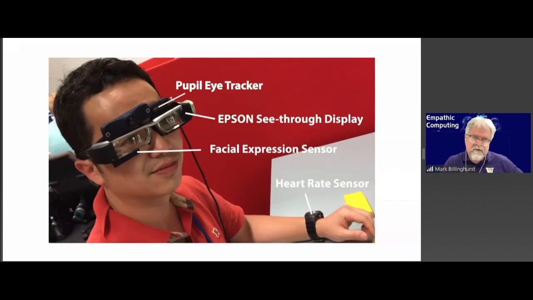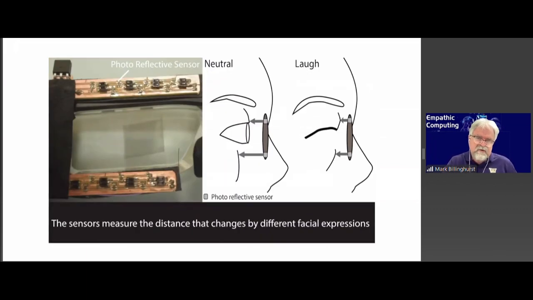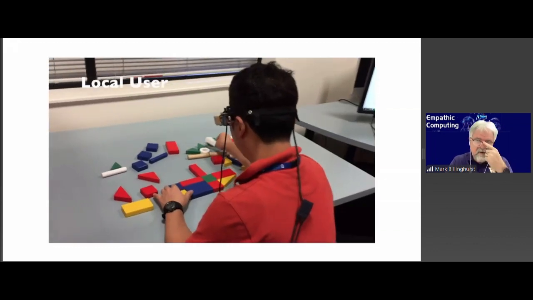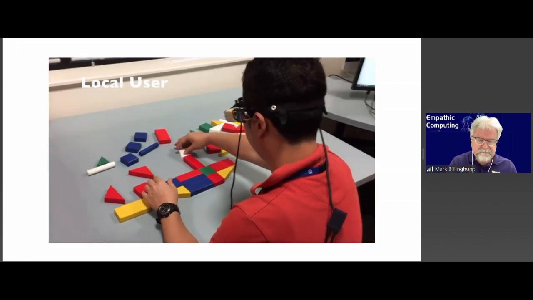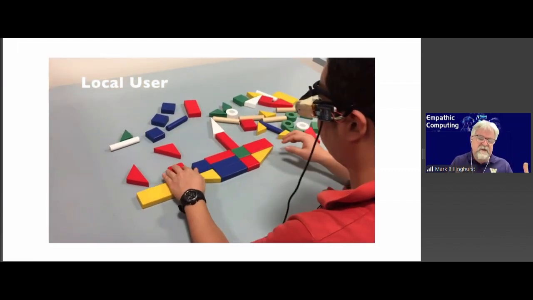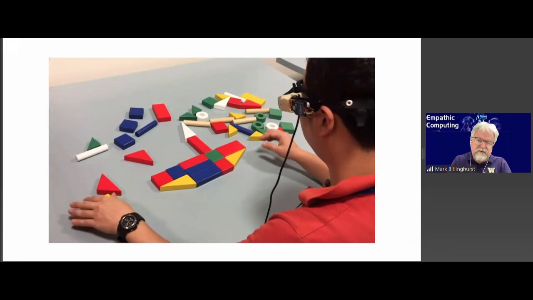So here's all the technology. The face expression sensor was done by using photosensors that can measure the distance between the skin and the glasses. So as you change face expression, we could measure that. And what we found in user studies was that by sharing these non-verbal communication cues about emotion and eye gaze and pointing, we created a stronger sense of connection between the people.